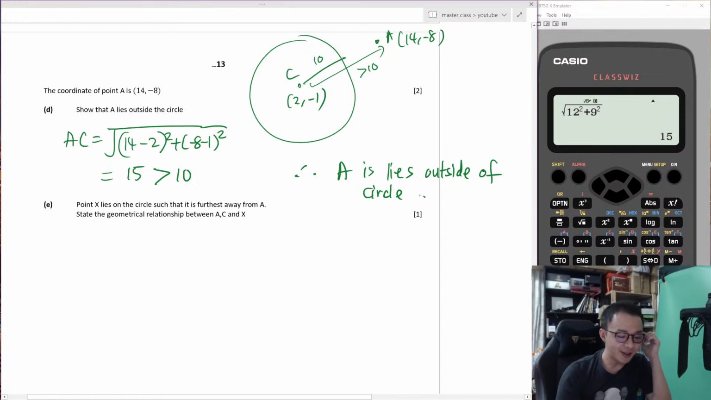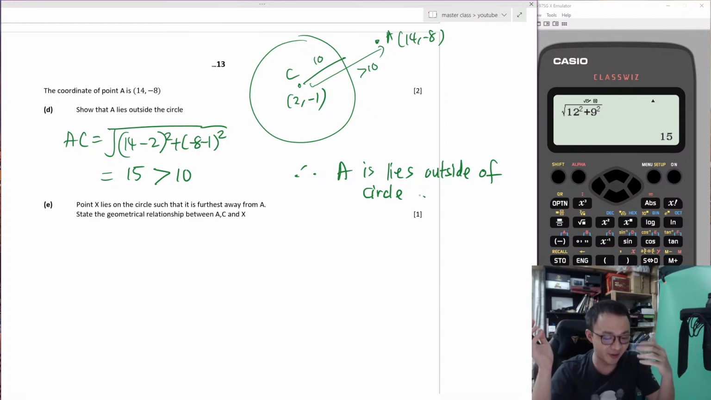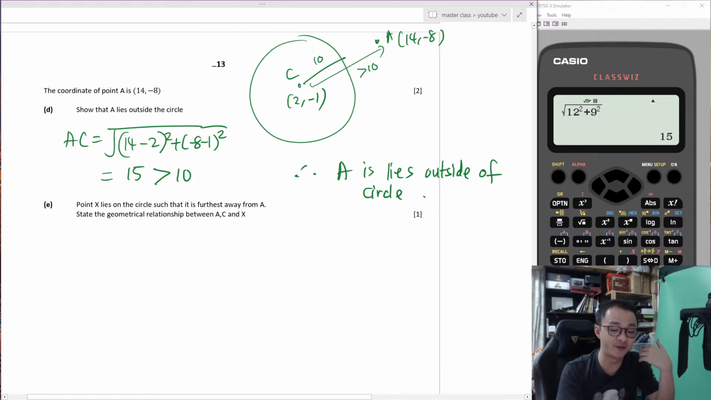Okay. Then the next one, point X lies on the circle such that it is furthest away from A. So I believe the furthest away from A must be here, isn't it? So your X must be here, because it has to be 180 degrees. If not, it is not considered as the furthest.